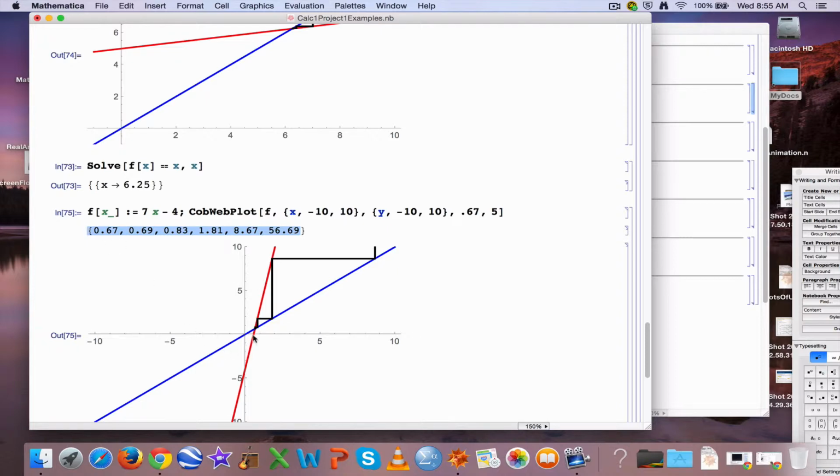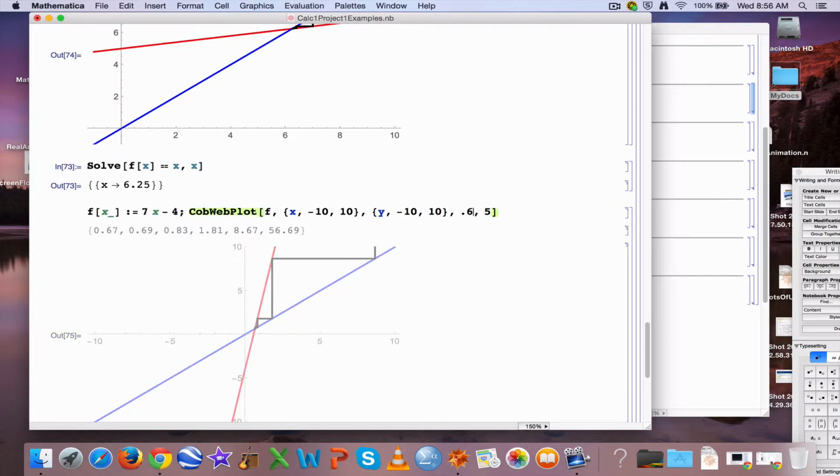2/3 is the intersection point of the red and blue graphs. Remember, the blue graph is y equals x. The red graph is now y equals 7x minus 4. These points are moving away. You start on the blue graph, you go up or down to the red graph, left or right to the blue graph, up or down to the red graph. In this case, it's up and right all the time. We are now forced to go away from that point of intersection, and that's why it's a repelling fixed point. That's a graphical reason for that.